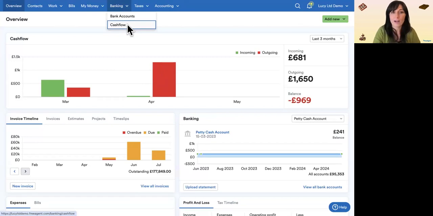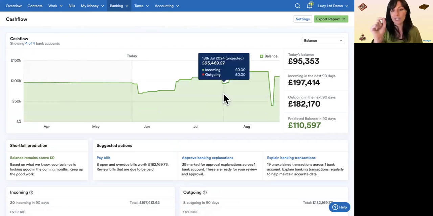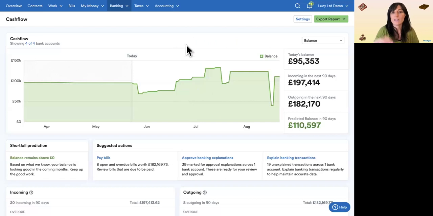And this is where the good stuff starts. So this is your cash flow page. Welcome to your cash flow page. Now, I'm going to talk you through all the different parts of this, so don't worry. But basically, what you see here in the chart at the top is what your balance is on any given day of the month. So the incomings minus the outgoings, what's the balance? And in the right-hand corner here, it shows you today's balance.